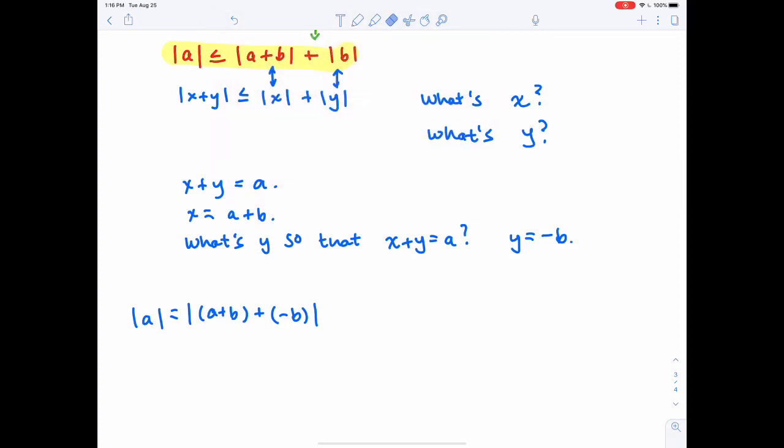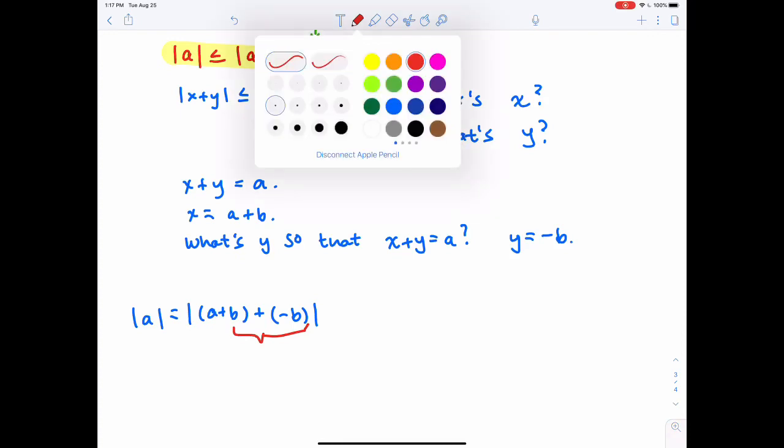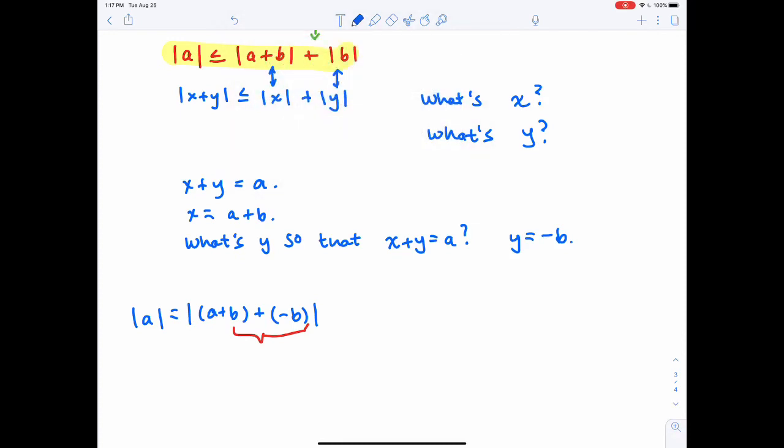This is a common technique that we're going to be using throughout the class. Whenever you don't see something in an expression and you want it to be there, you can force it to be there by adding and subtracting the same value. So I added B and I subtracted B. Now I'm going to apply the triangle inequality.